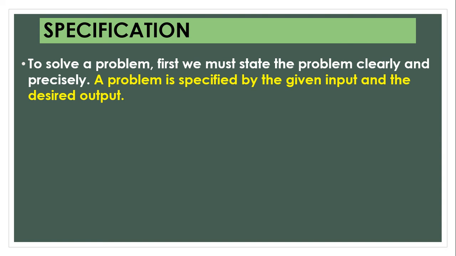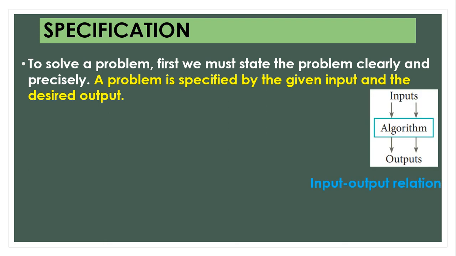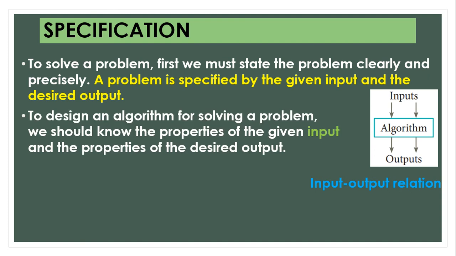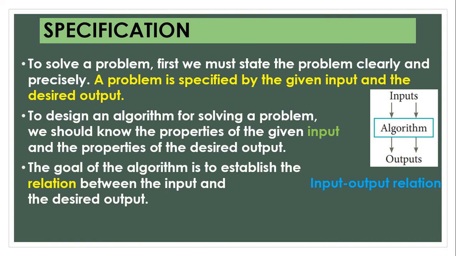The problem is specified by the given input and desired output. So each problem is specified by the input and desired output. So we have to find the relation between the input and output also. To decide an algorithm for solving a problem, we should know the properties of the given input and properties of the desired output. So வெறும் input output மட்டும் நமக்கு வேணும் கொடுத்தா போதாது, அதோடைய properties நம்ம கொடுக்கணும்.